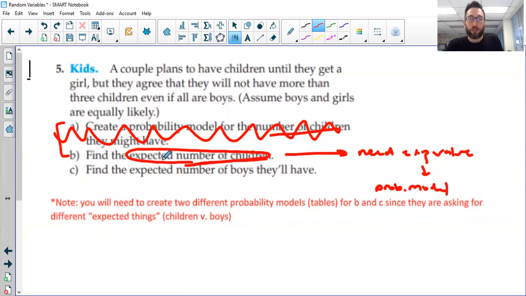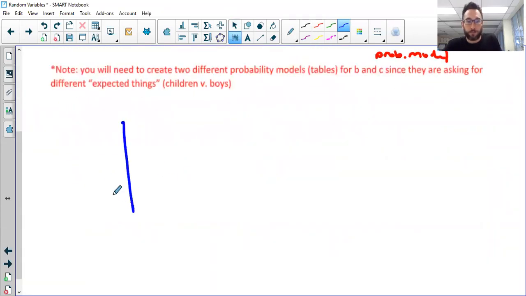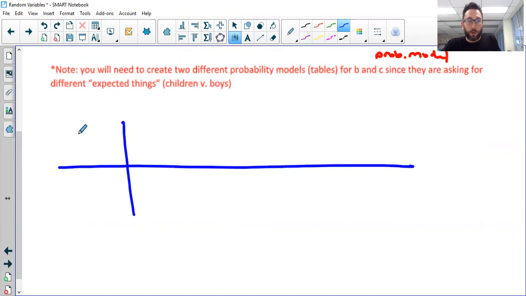So just from question B, I should know that I need to create a probability model for the number of children. And because we want the expected number of children, that tells me when I create that model, the number of children are going to be my outcomes across the top. So let's do it. We want the expected number of children, and we want their corresponding probability.